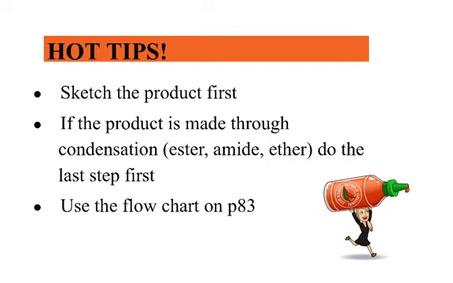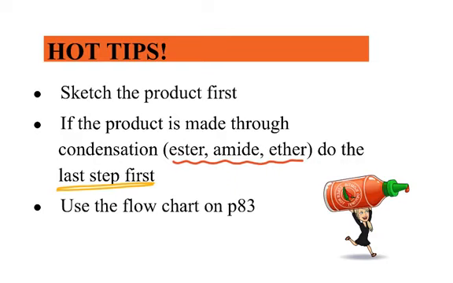The first one is to sketch the product so that you know what you're trying to make. That's a really good hot tip. If the product is made through condensation, so if I'm asking you to make an amide, an ester, or an ether, I want you to do the last step first. So you're basically going to show me the 2 ingredients that are needed for the ester, the amide, or the ether. This will make more sense when we're actually doing this type of question.